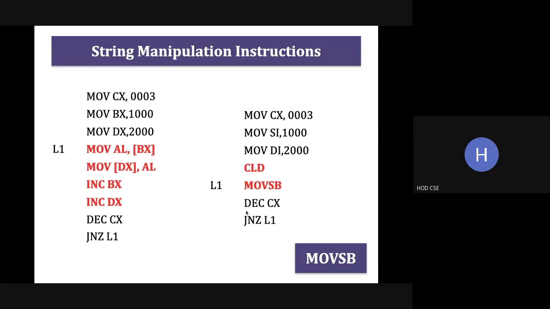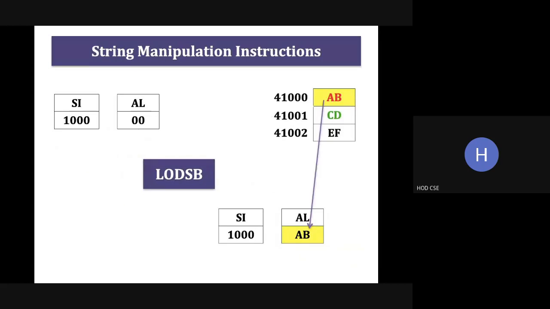Next, here we are decrementing the counter. If it is not 0, we repeat this process again, so this program will be repeated 3 times. See here, the 4 instructions in the first program are replaced by only 2 instructions by using the string manipulation instruction.